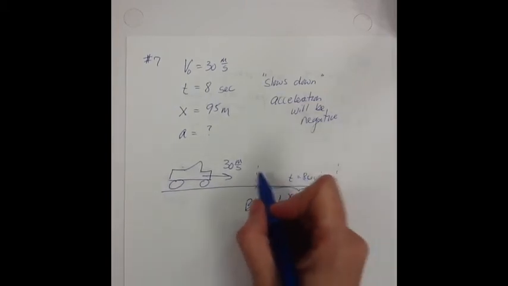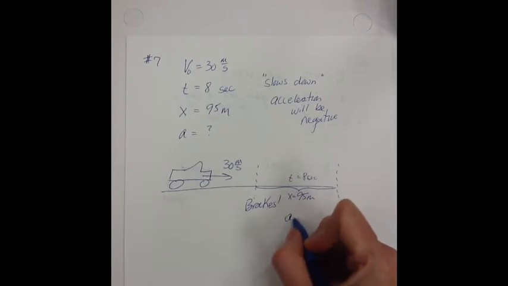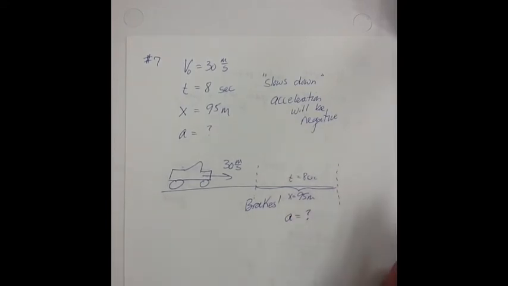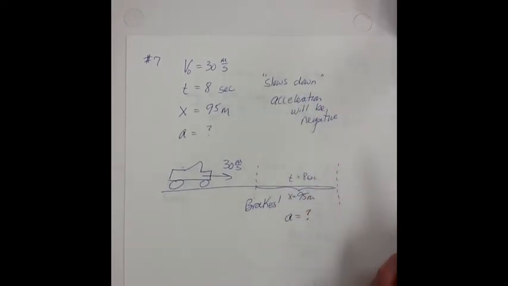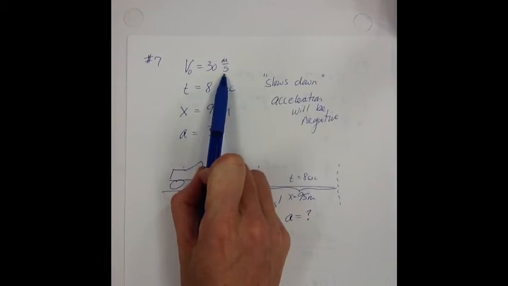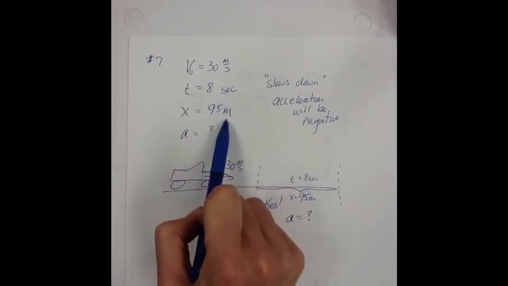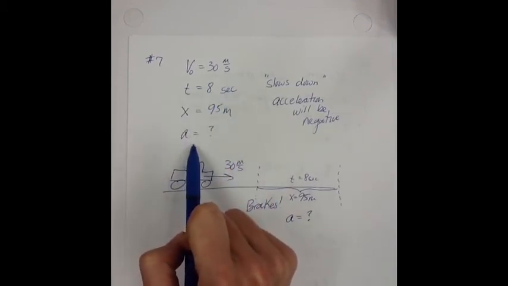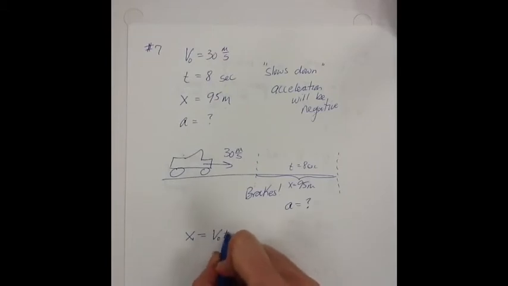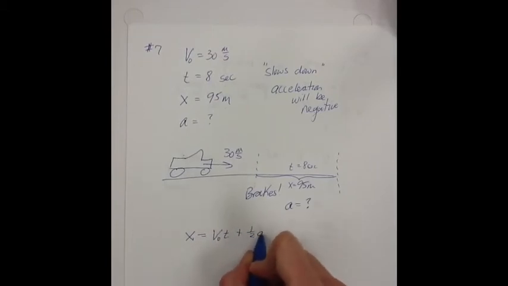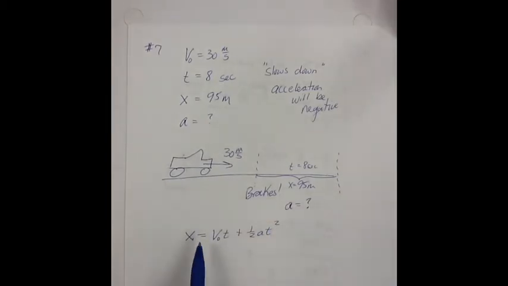And it wants to know, in this interval here, how much did you decelerate, or what we call a negative acceleration, because slowing down means a negative acceleration. So you've got your initial velocity of 30, a time of 8, a position of 95, and we're looking for a. So if you use your position formula, x is equal to V0 t plus 1/2 a t squared. We have all of those components. We have x, we have initial velocity, we have time, and we have acceleration.